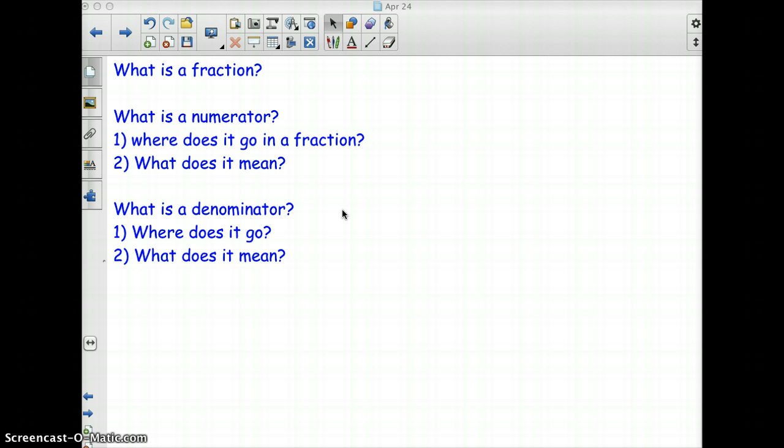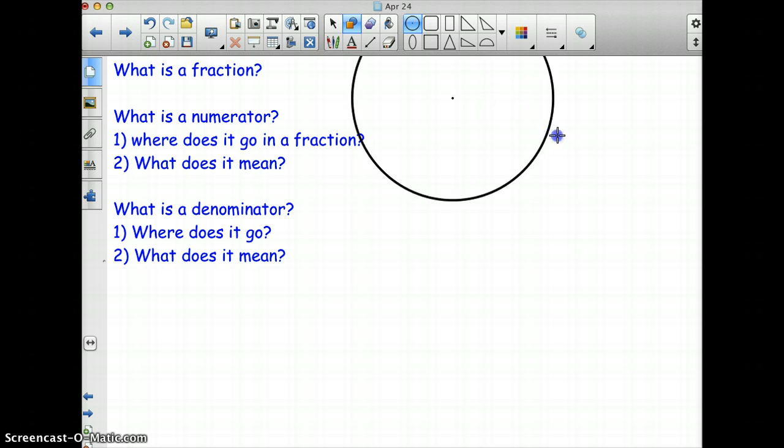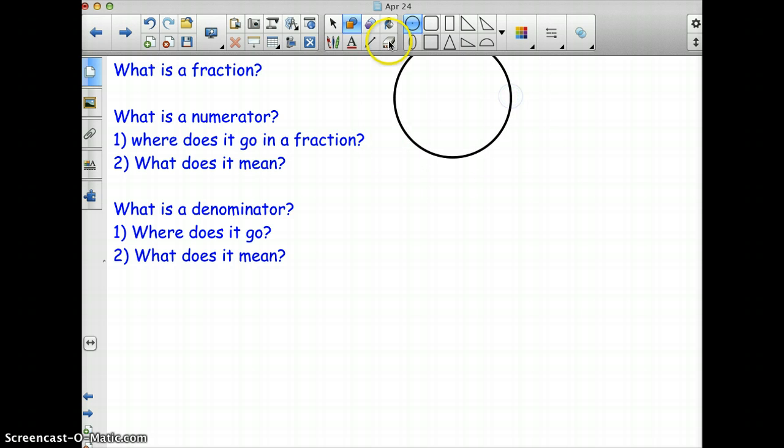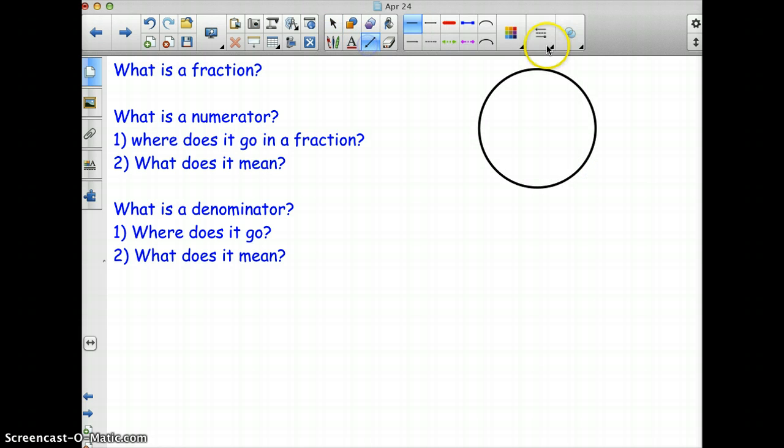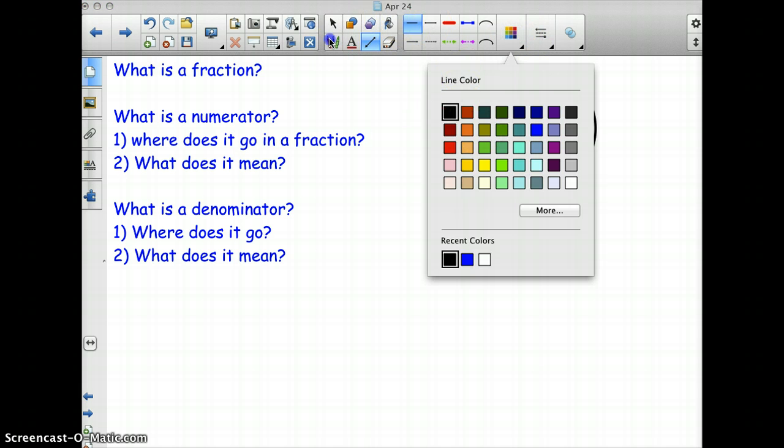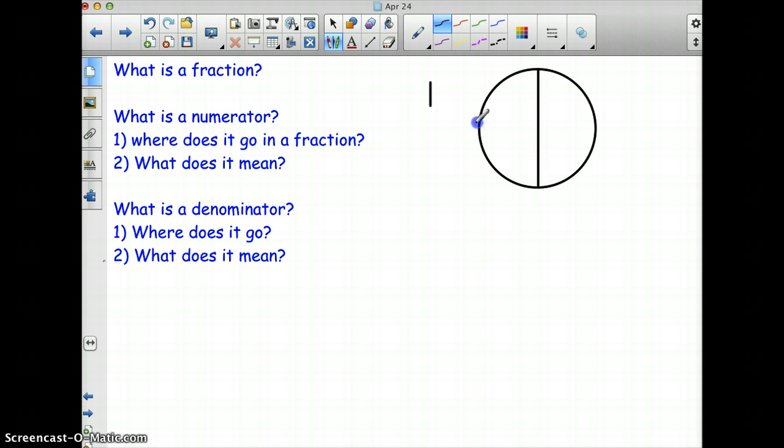So, first thing, a fraction is when we split something into equal parts. If I take this circle here, I'll just move it so you can see it. I could split it in half as long as both halves are the same size. So this is split into half. So 1 over 2. 1 over 2 is a way of saying half. Okay?